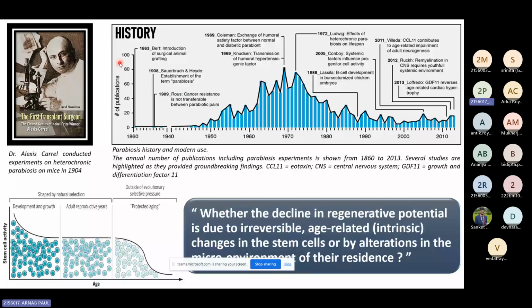The significant milestones are shown in this. However, the most important milestone was the first experiment conducted on heterochronic parabiosis on mice in 1904 by Nobel laureate Alexis Carrel. From several studies, scientists discovered various aspects of aging. Then the most potent question was whether the decline in regenerative potential is due to irreversible age-related changes in stem cells or by alteration in microenvironment. The solution was provided by studies of heterochronic parabiosis in the following year.